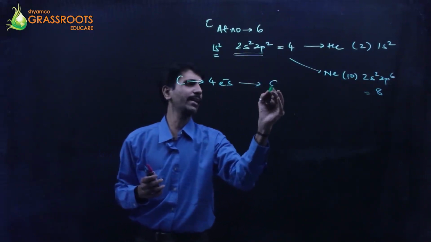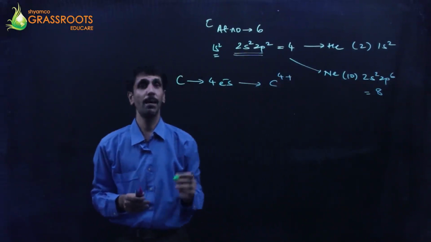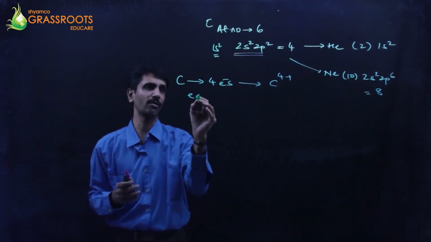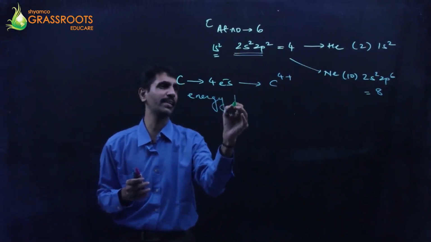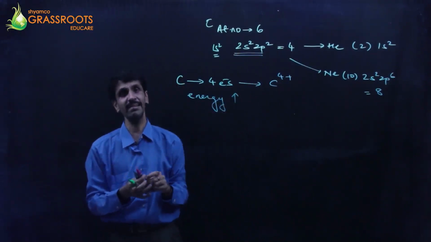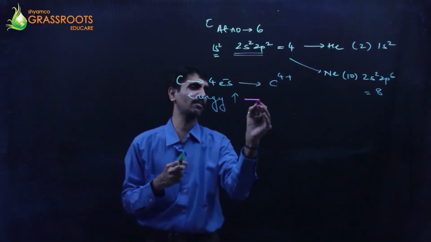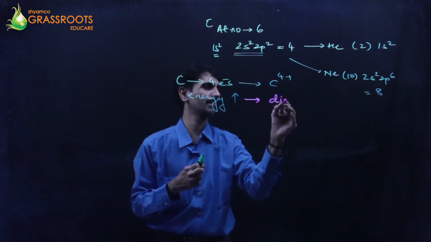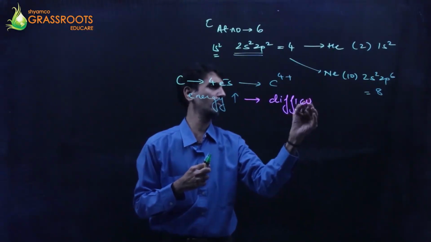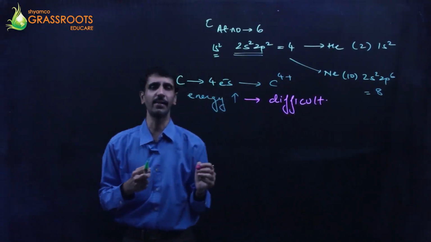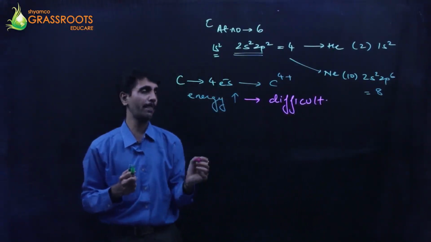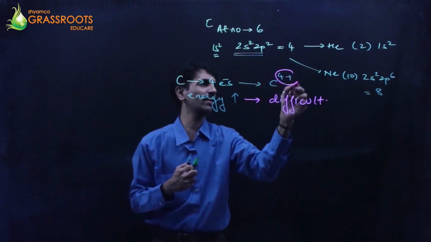Okay, and it will get a carbon 4+ charge. अब लॉस ऑफ इलेक्ट्रॉन मतलब it is associated with a high amount of energy. और जब एनर्जी ज्यादा होता है, सो ऑब्वियसली the process is going to become very difficult. बहुत मुश्किल हो जाता है फिर, जहां पर भी एनर्जी requirement is going to be very high. And plus it has got a very high net nuclear charge.